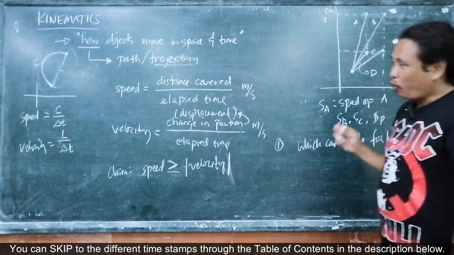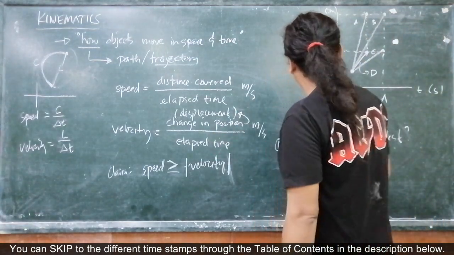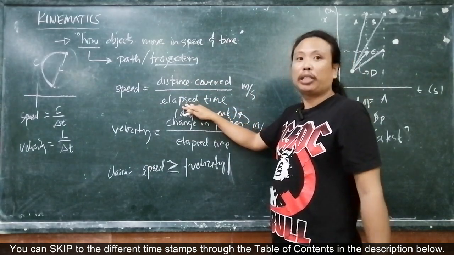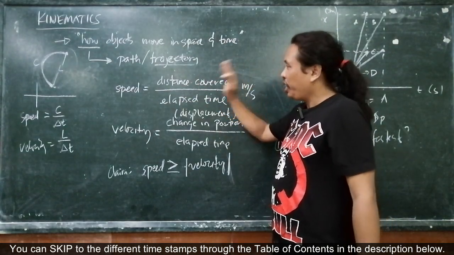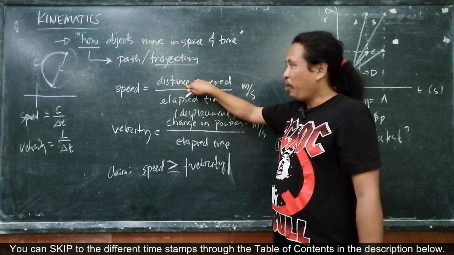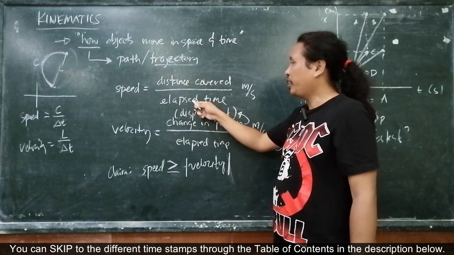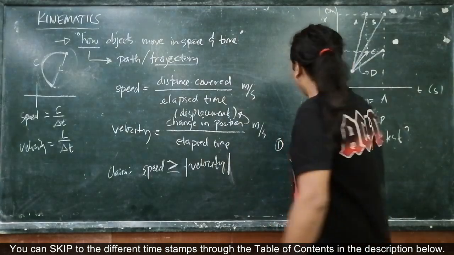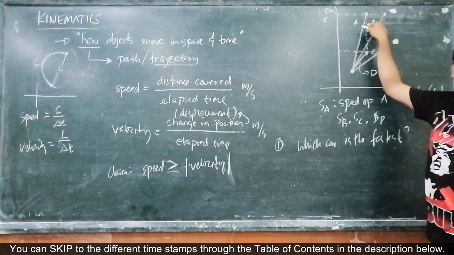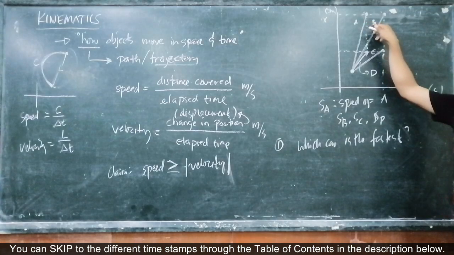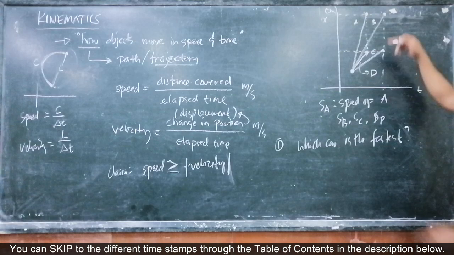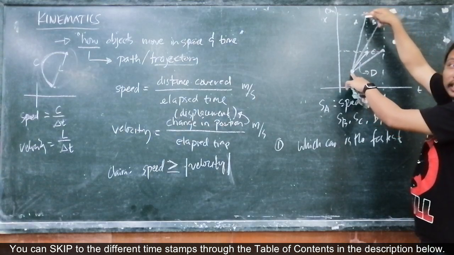Well, look at the formula. We are now just looking at the speed. It's the distance covered and the elapsed time. To increase the speed, you have to increase the distance covered, right? Or maybe the same distance covered but lesser elapsed time. In this case, car A and car B have the same distance covered, right? So which is faster, A or B? They have the same delta X, right?